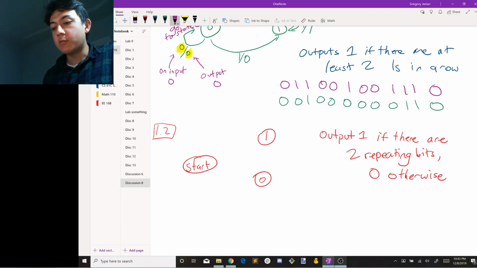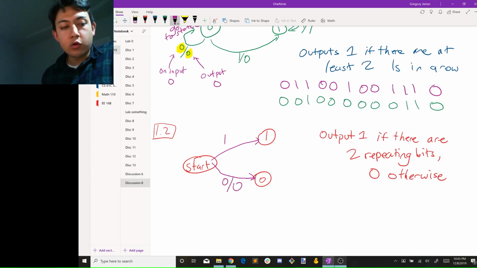So we have a starting vertex this time instead of a starting arrow that points at a vertex. It's all right. You can name vertices whatever you want in FSMs. So you could even go back to the start if you wanted. But anyway, let's say we start off here and we get a 0 or a 1. Well, if we get a 0, then we can go to the state called 0, right? And if we get a 1, we can go to the state called 1. But either way, we shouldn't output anything because we don't have two repeating bits yet. We only have one bit. So let's mark this. On input 0, go to state 0 and output 0. And on input 1, go to state 1 and output 0.